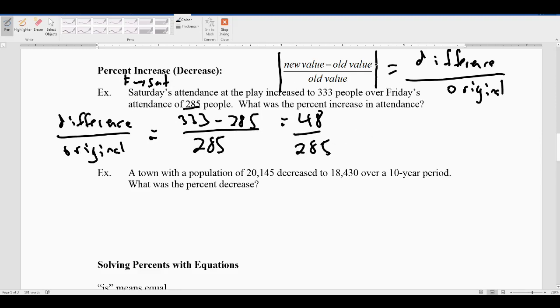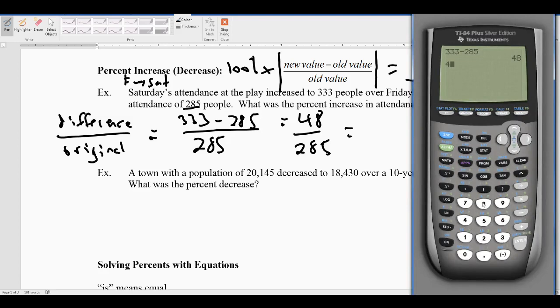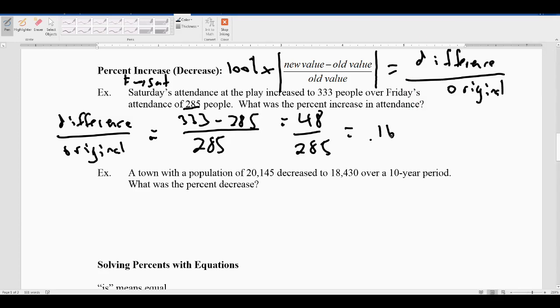Now on this percent, we want a percent answer, so you're going to times that by 100%, whatever you get. Times it by 100. Or just move the decimal, however you want to approach it. So let's just take the 48 and divide it by 285. And we get, let's just call it 0.168. Now that's the decimal. As a percent, like I said, you could times it by 100 and then put the percent symbol, or just move it 2 places to the right and then put the percent symbol. However you want to do it, it's totally up to you. But make sure you find the difference divided by the original.